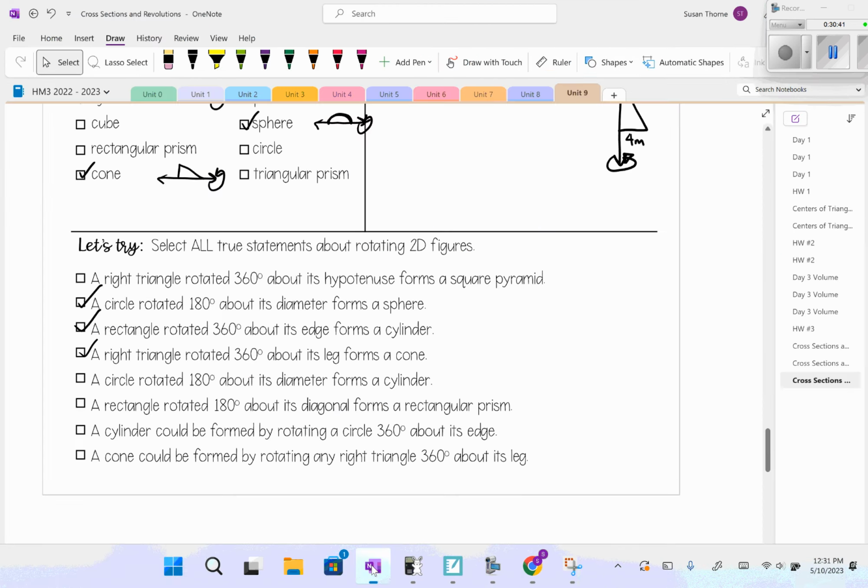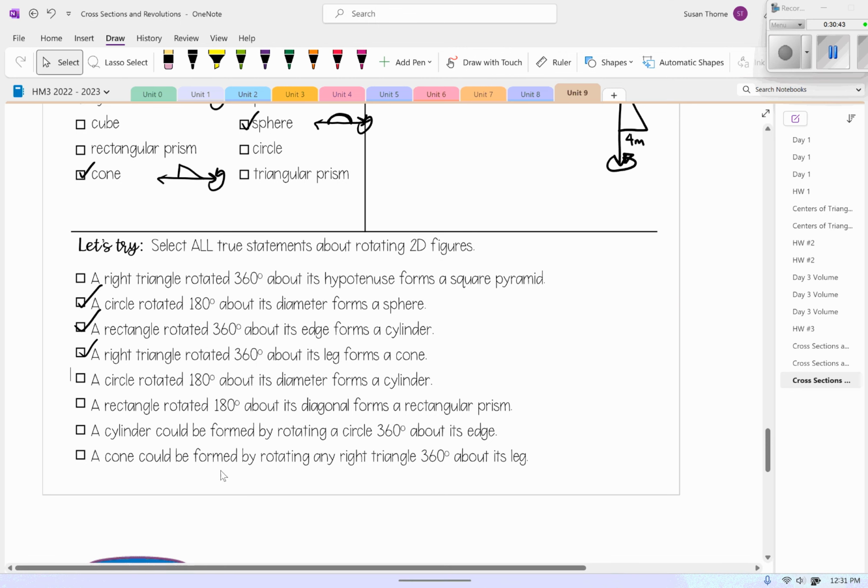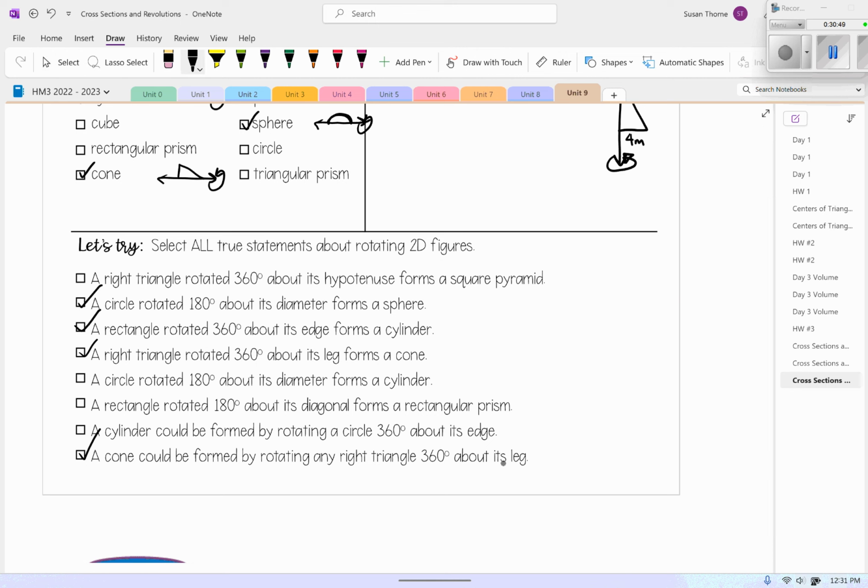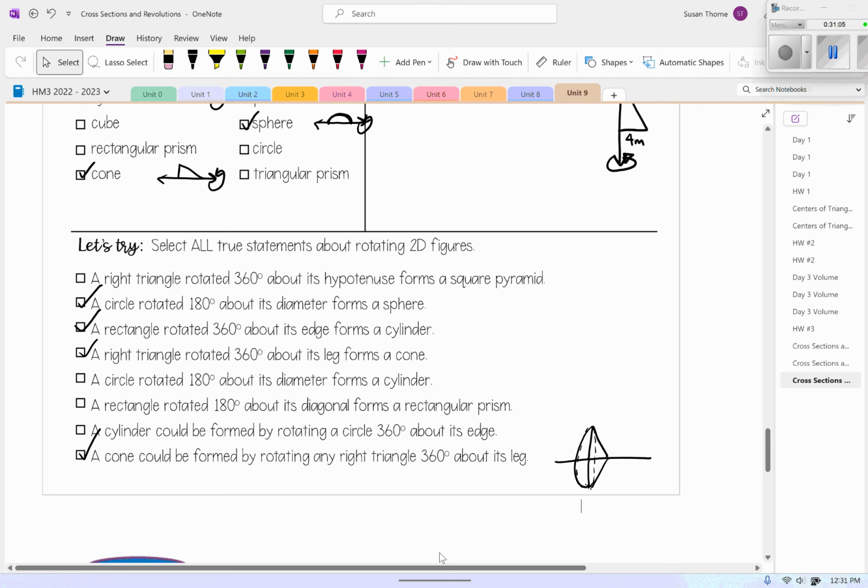A cone could be formed by rotating any right triangle 360 about its leg, which is true. Because again, remember, if I have this right here, and if I rotate this around, that's just going to make that cone shape. So that is it for cross sections and rotations.